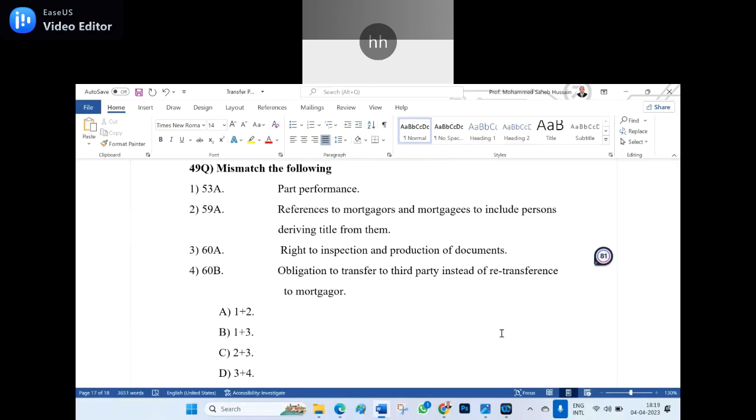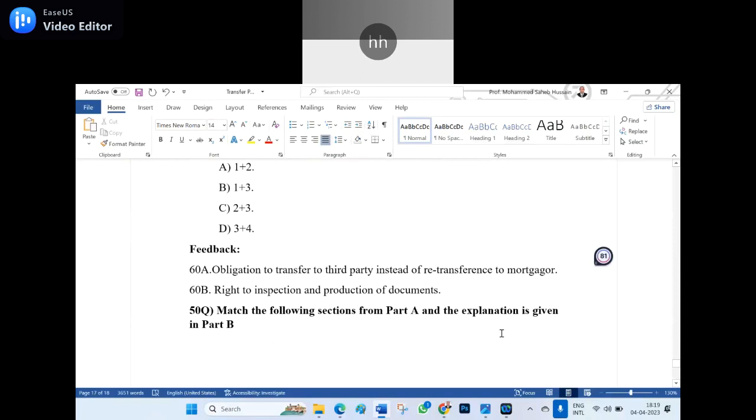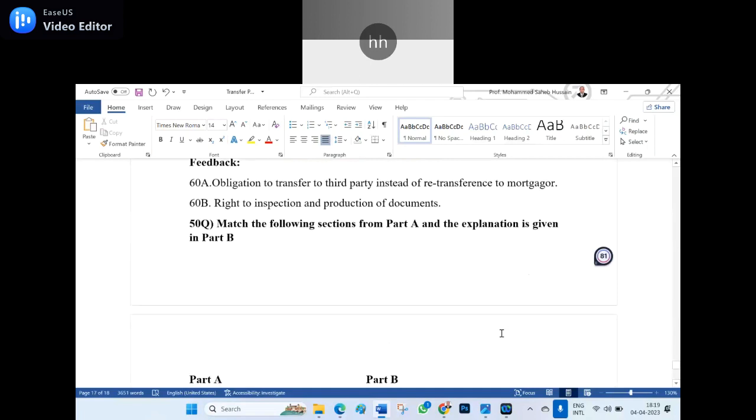D, 3 plus 4 is a mismatch, because 60 capital A is obligation to transfer to the third party instead of the retransfer to the mortgagor. 60 capital B is right to inspection and the production of the document. Other two, I did not change it. 53 capital A, everybody knows it, part performance.